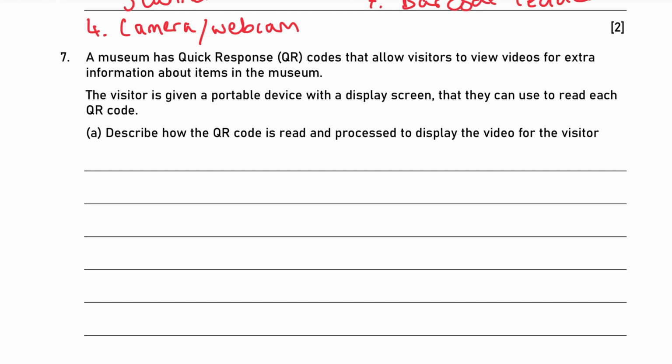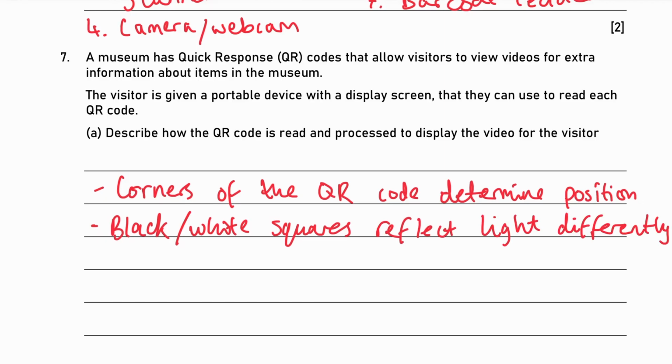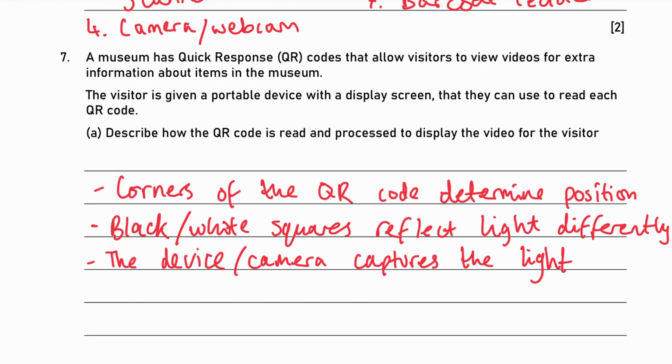So first and foremost, with a QR code, the corners of the QR code determine the position or the orientation, so which way up it should be, whether it's top left, top right, bottom left, or bottom right. The black and white squares reflect light differently. That'll be 2 marks. The camera or the device, in this case, the device, or if it's a phone, you could say camera, captures this light, which is another mark.